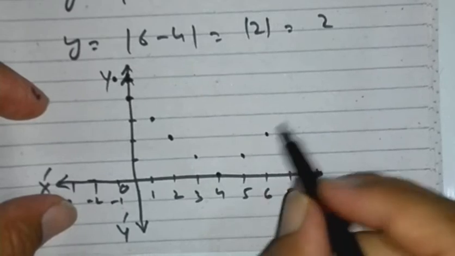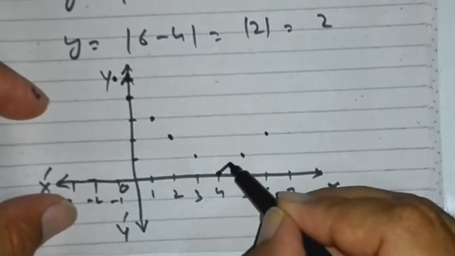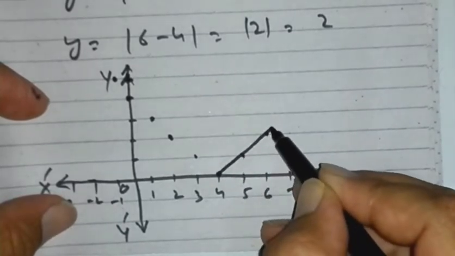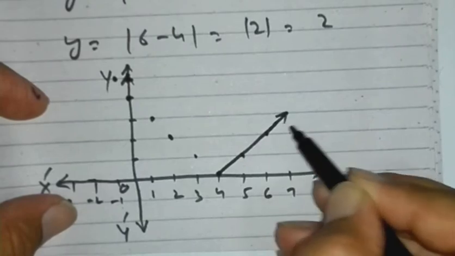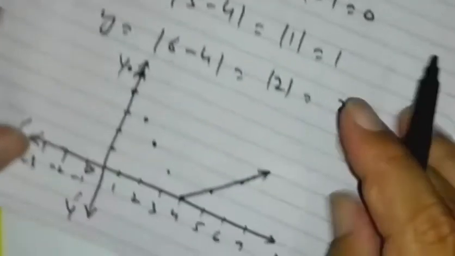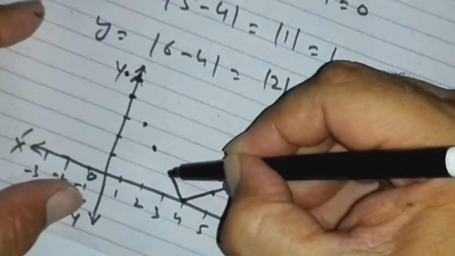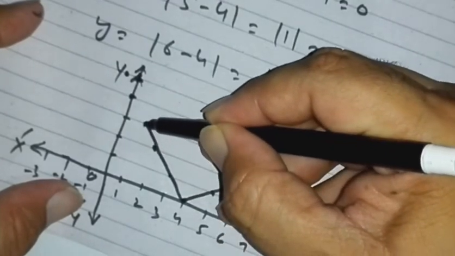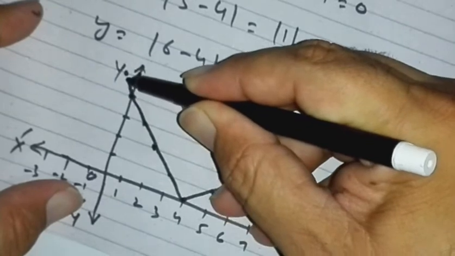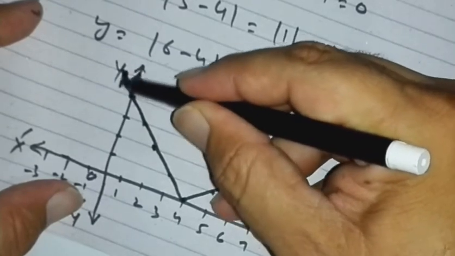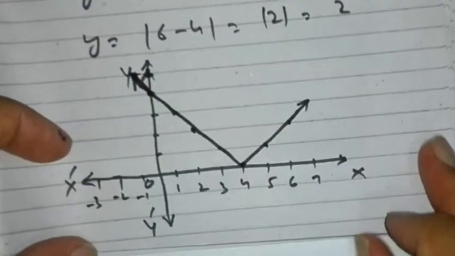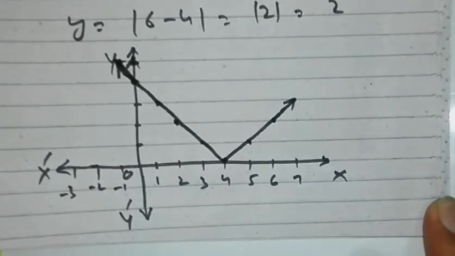Now join all these dots. Try to draw this graph by using pencil. Join all the dots, we get a graph like this. So now try the other parts by yourself.